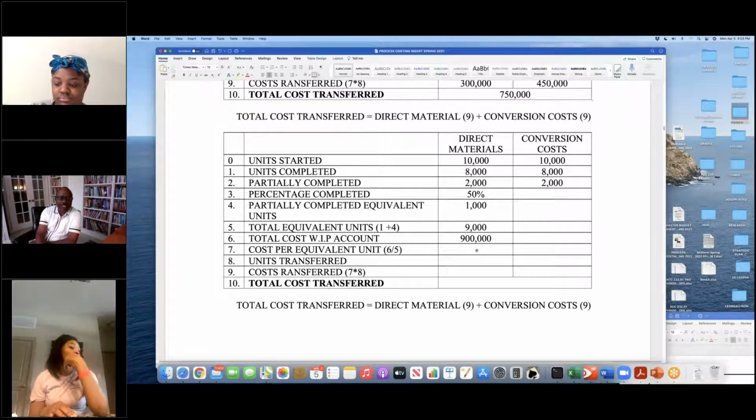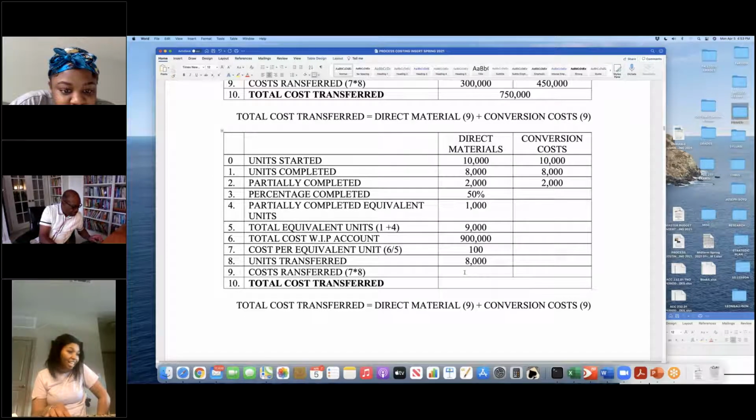Our cost will just be $100. I'll take your word for it. How you get 100? You did 900,000 divided by 9. All right, so how many units were complete? Just 100. Now I'm down here on line 8, units transferred. It's 10,000, right? No, it's 8,000. I am stuck on 10,000. So what's the cost transferred? It's going to be 800.